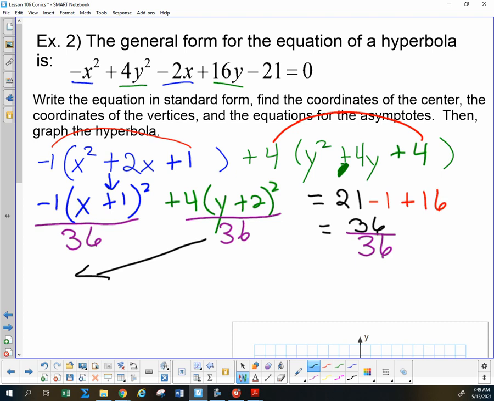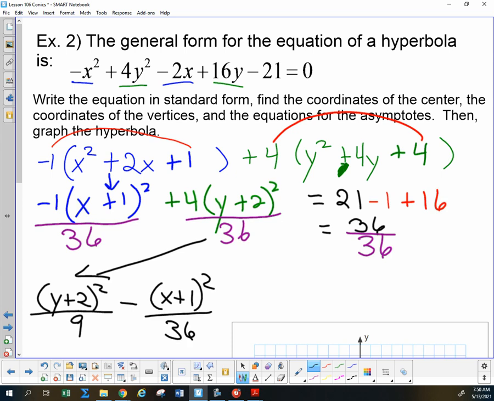And so 4 over 36 reduces to 1 over 9, so that's y plus 2 squared over 9, because 4 over 36 is 1/9. And then I have my minus x plus 1 squared over 36 equals 1.